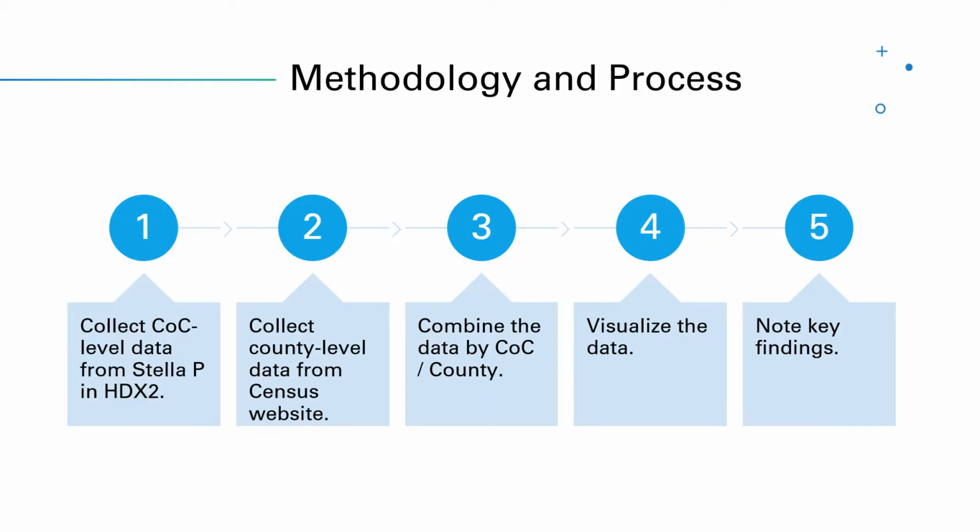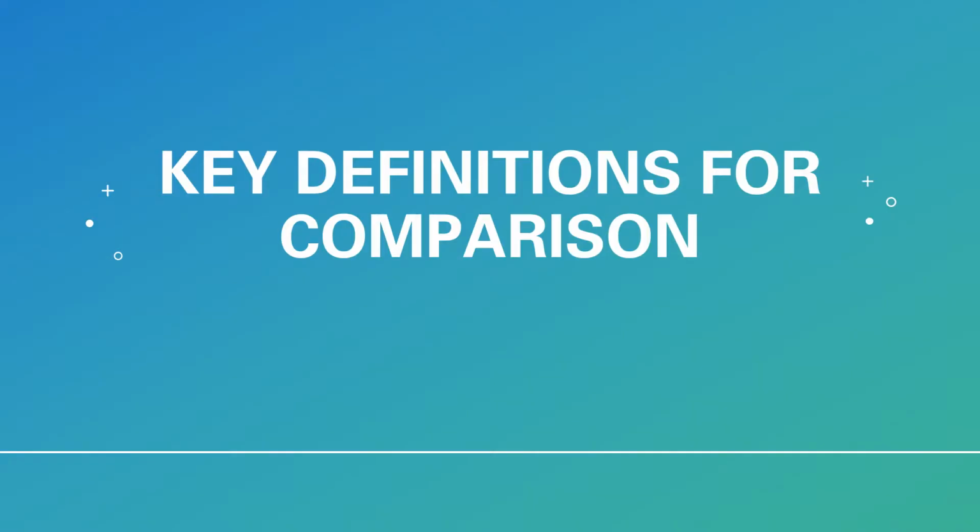First, we collected the COC level data from Stella P and HDX2. This is achieved by requesting a full analysis file in the LSA dataset. Step 2 is where we collected county level demographic data from the census website. 3 is we combine the data by COC/county. 4th, we visualize the data. And 5th, we noted key findings.